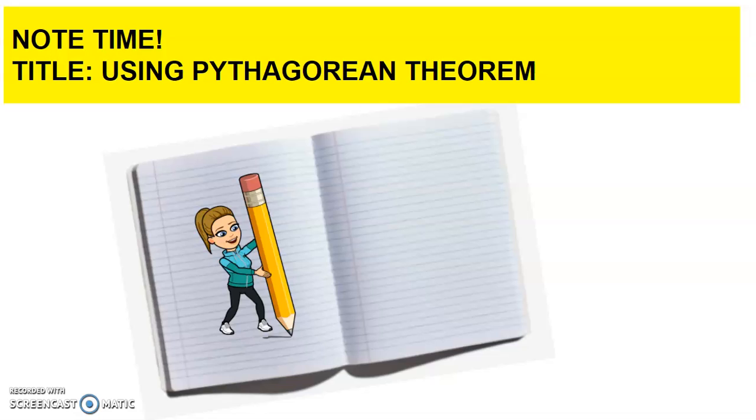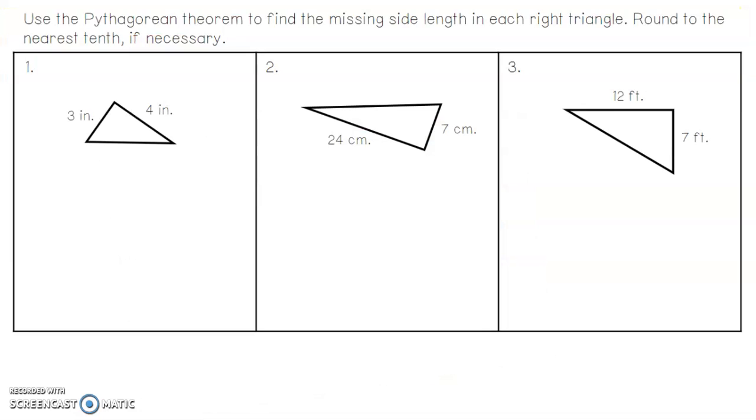Hey guys, today we talked about the Pythagorean theorem, how we use that to find missing side lengths, what that looks like. So let's apply it, let's use it. We're going to use the Pythagorean theorem to find the missing side length of each right triangle and round to the nearest tenth if necessary.